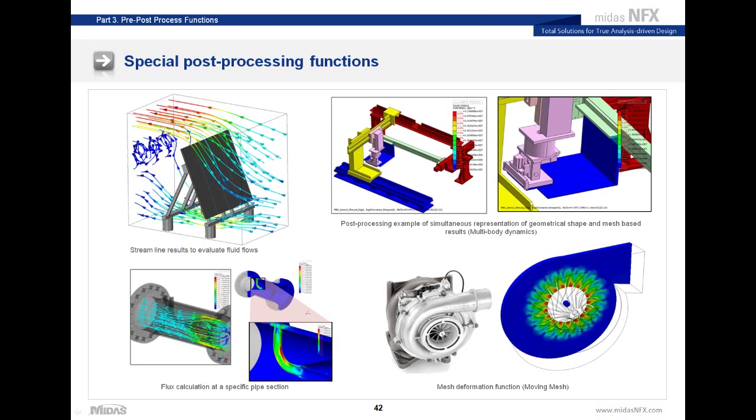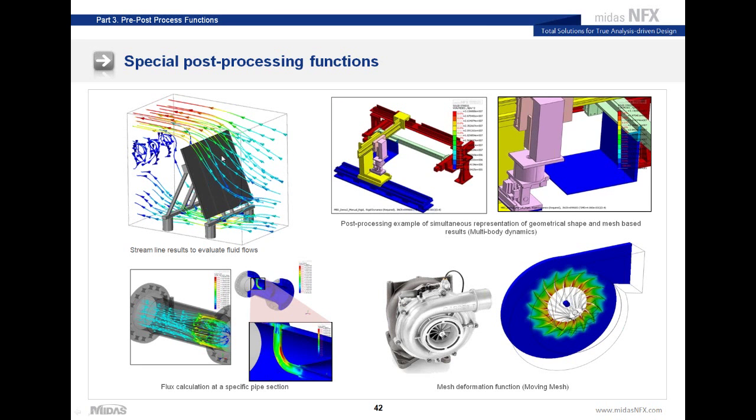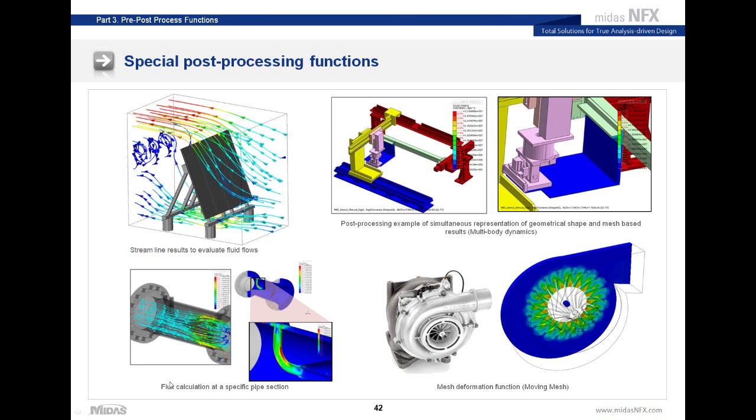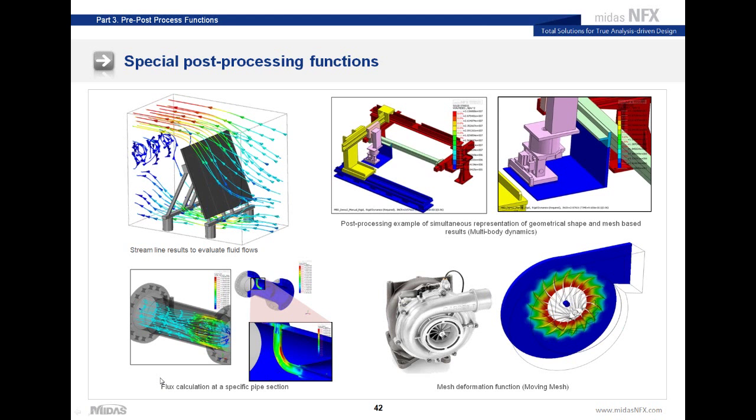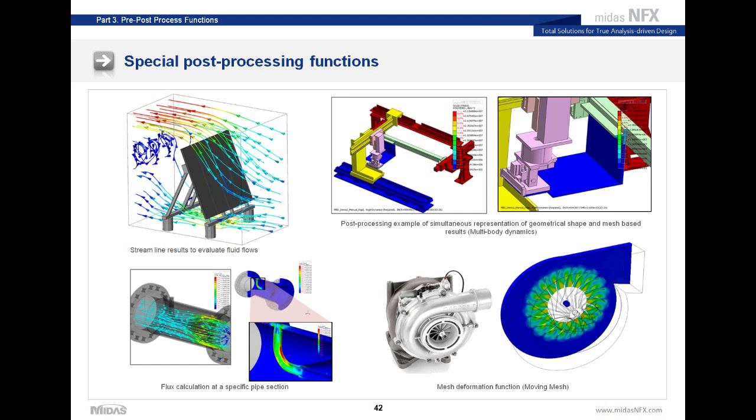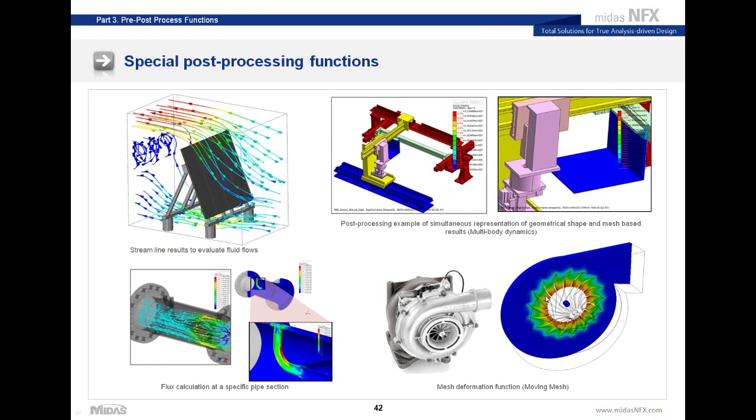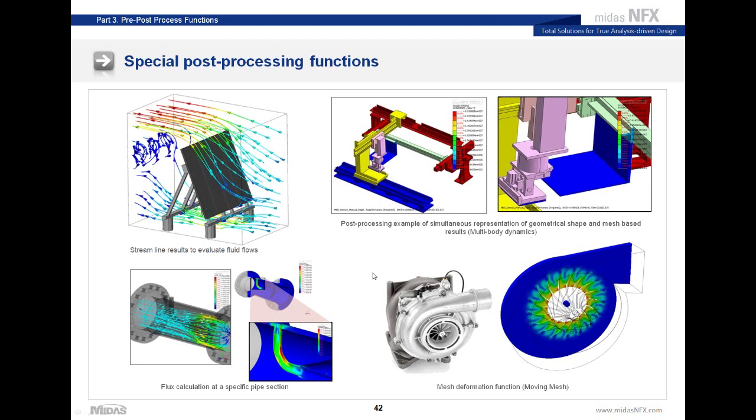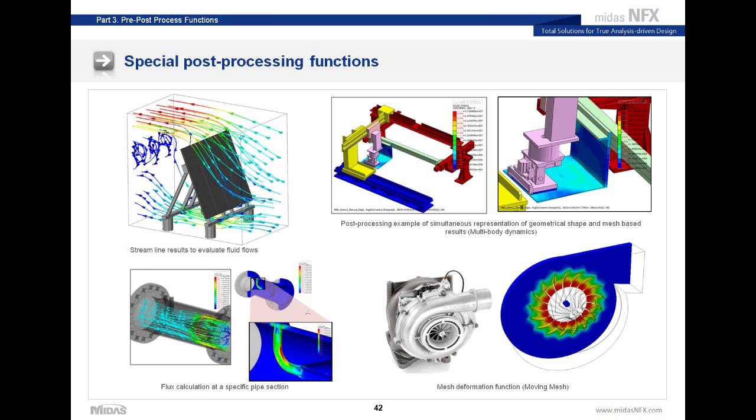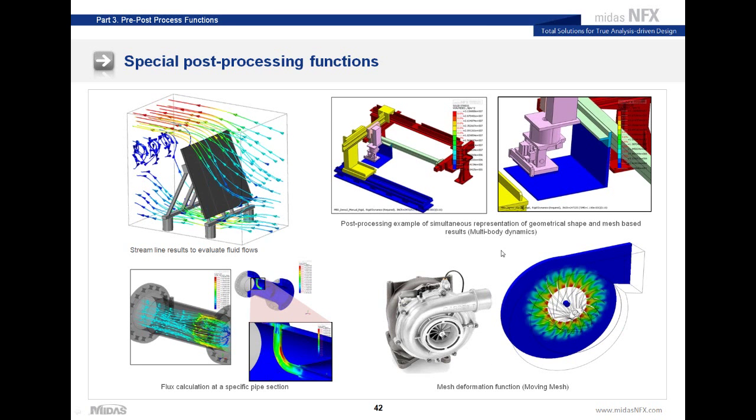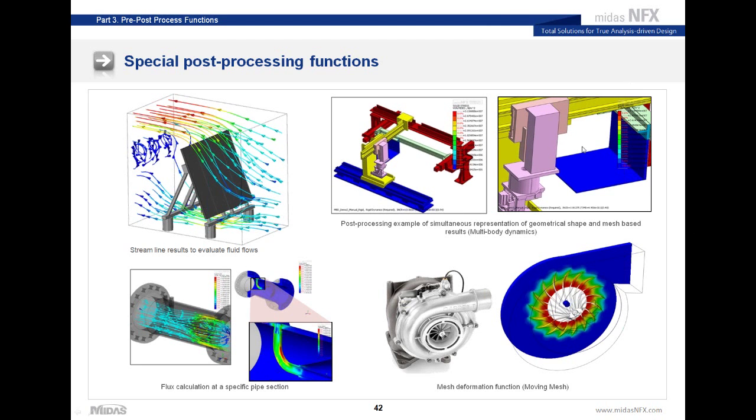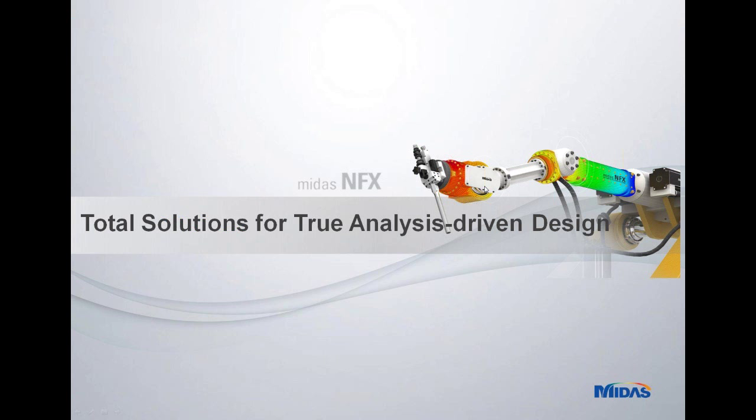Also for CFD, you can view streamline results to evaluate the fluid flows. You can view the flux, and you can calculate the flux in a specific section of your model. We also have the moving mesh option for mechanical fluid machinery. And as I've also shown you, we have the multi-body dynamics option.